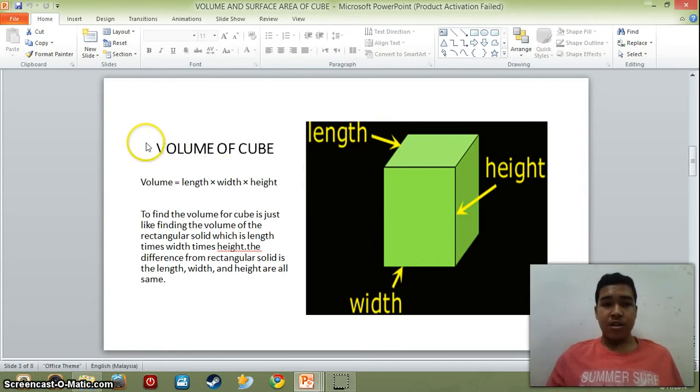Next, I will tell all of you about how to calculate the volume of a cube. A cube has length, height, and width. So to calculate the volume of the cube, we need to multiply the length times width times height. Finding the volume of a cube is just like finding the volume of the rectangular solid, which is length times width times height. The difference from the rectangular solid is that the length, width, and height are all the same.